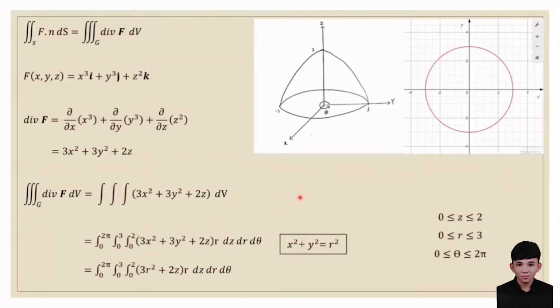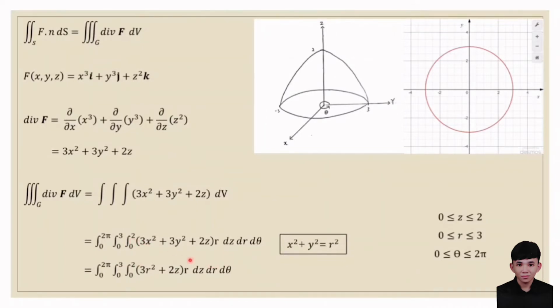For this question, we will use polar coordinates to determine the boundary. We refer to the sketch, and then we can find that z is from 0 to 2, and the radius is from 0 to 3. Thus theta is from 0 to 2 pi. After we find the values, we substitute them into the equation, and we get from 0 to 2 pi for d theta, from 0 to 3 for dr, and from 0 to 2 for dz.